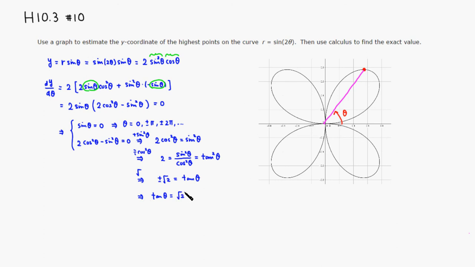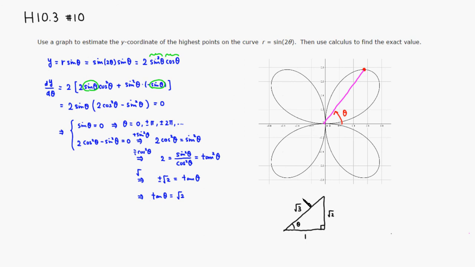Alright. So let's draw a right triangle. So tangent of theta is square root of 2. So think of a right triangle here. Since tangent of theta is square root of 2, opposite is going to be square root of 2, and adjacent, we can take that to be 1. All right. Then the hypotenuse, using the Pythagorean theorem, is the square root of 1 squared plus square root of 2 squared. So this is a square root of 3.